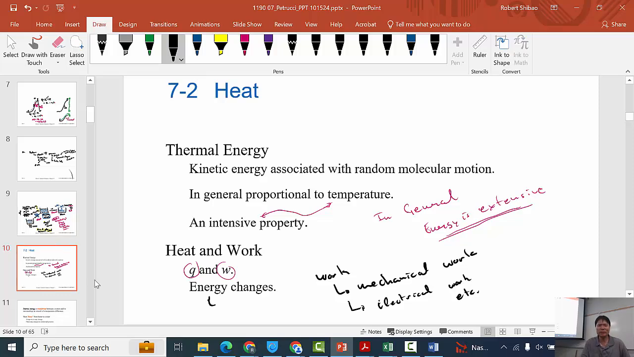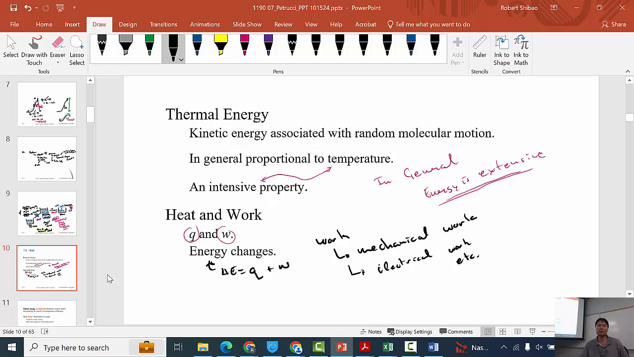And so, energy change, which we call delta E, is equal to the heat exchanged plus the work exchanged between the system and surroundings. So if there's been an energy change, because the first law of thermodynamics says that the energy is constant, the energy before and the energy after. So what we're looking at is the energy change of the system.